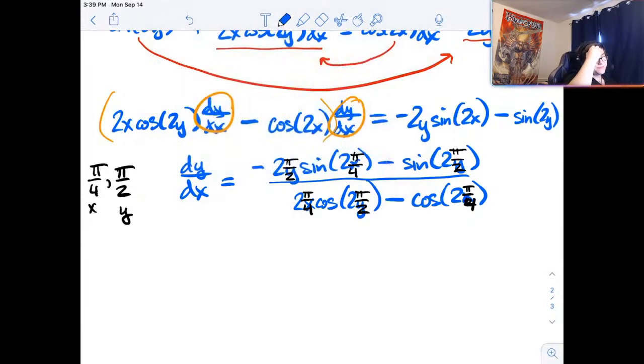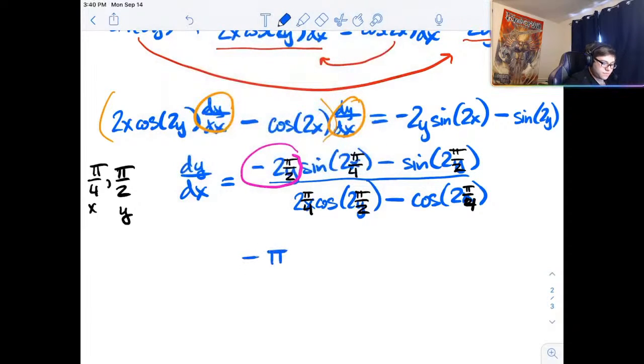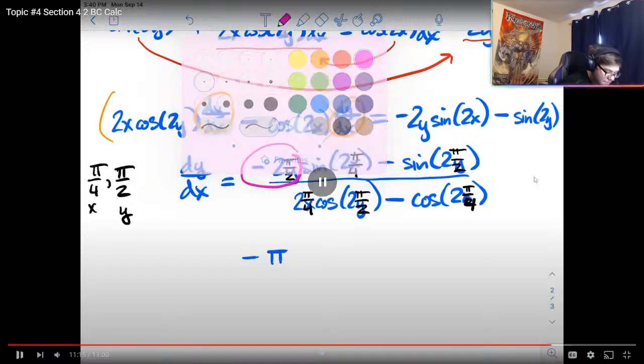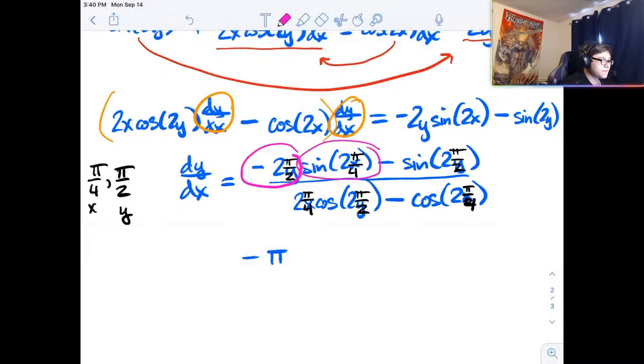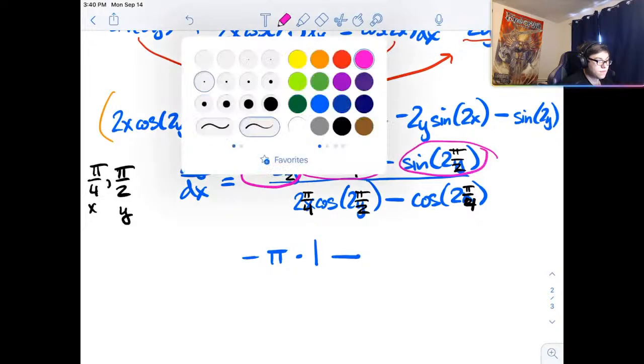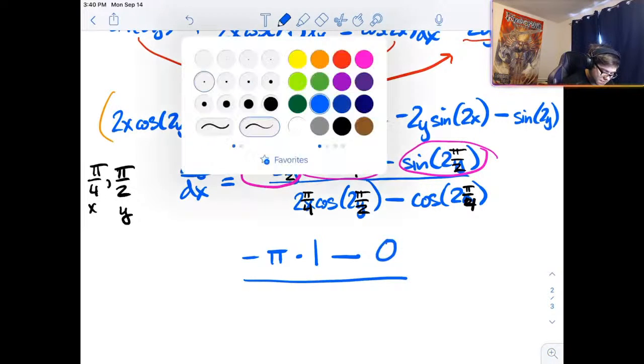Let me see if I can kind of reason this out a little bit. These two things are just numbers, and the 2's wind up cross-reducing, so I'm left with negative pi. This would give me the sine of pi over 2. And if you think about your trig circle, the sine of pi over 2 is 1. Minus this, after reducing, would give me the sine of pi, which is just 0. Oh my goodness, thank goodness something turned into 0.